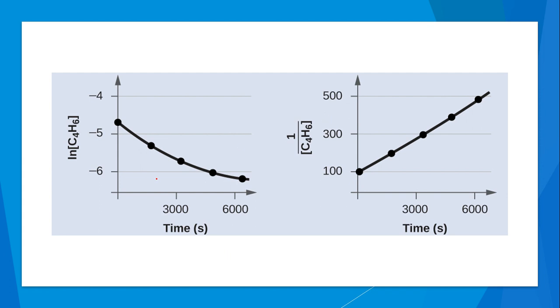So here, this is the natural log. We said in a couple pictures back that this was not first order. But if we actually graph that as 1 divided by the concentration, we'll see that we get a straight line, which shows that even though it's not first order, it is a second order reaction because I get that straight line with my 1 divided by my concentration of A.